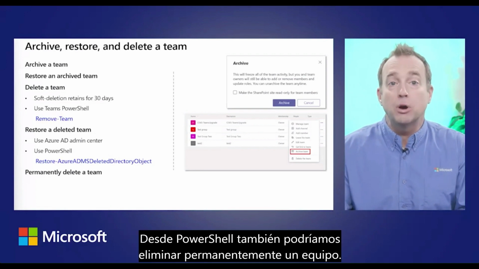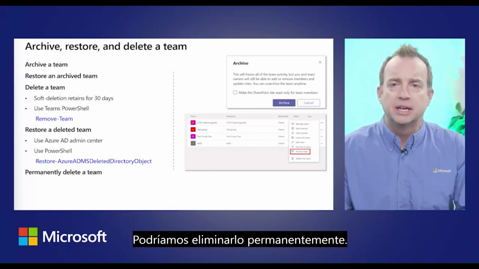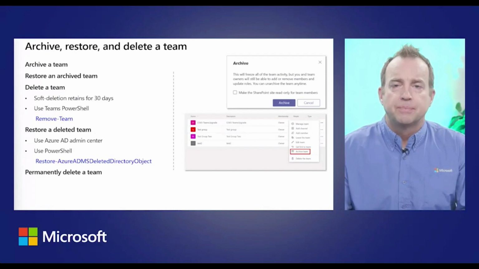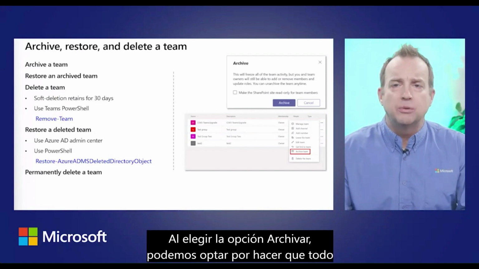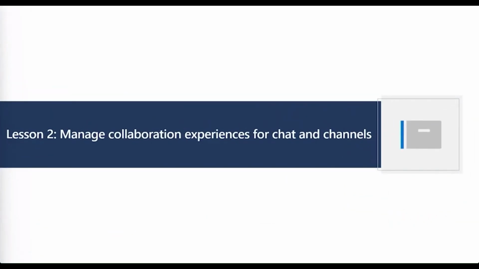From PowerShell, we could also permanently delete a team. Let's say we didn't want to wait for the 30 days to elapse. We could simply permanently delete. When we choose the archive option, we can choose to make all SharePoint content read-only at that time.